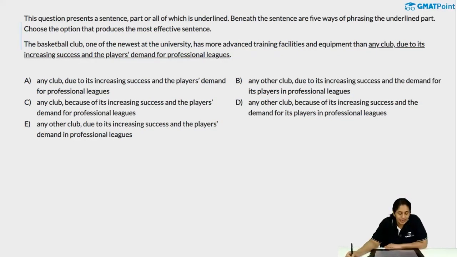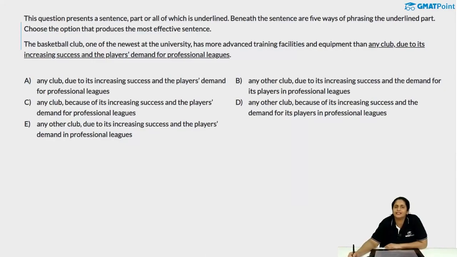I'm Sayali Kale. So in front of us is a sentence correction question where we have to find out the correct way of phrasing the underlined sentence. So let's take a look at the sentence. The basketball club, one of the newest at the university, has more advanced training facilities and equipment than any club due to its increasing success and the players' demand for professional leagues.